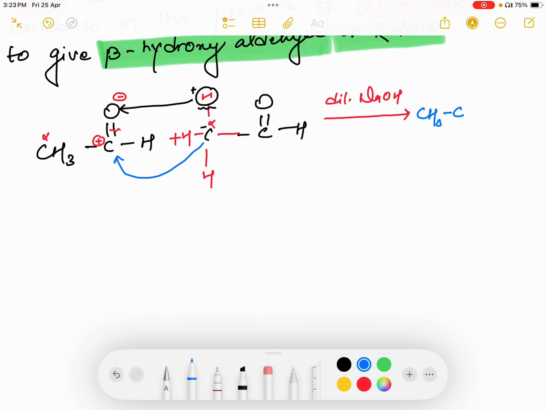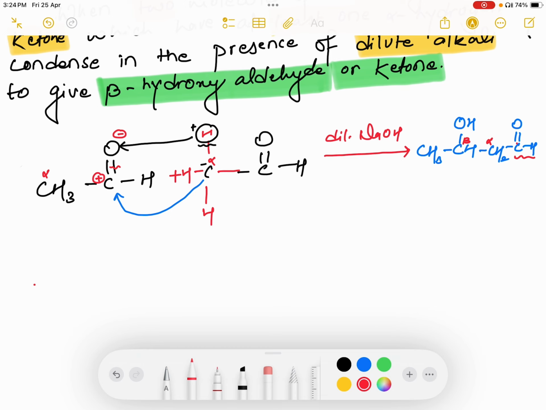CH3, CH, here it will be OH, and in this there is an attachment of CH2, further we have C double bond O, H group. So this is what we have, beta hydroxy aldehyde. So this is the alpha position. In the alpha position, there is a normal carbon. And in the beta carbon, you can see alcohol. So this is what we call beta hydroxy aldehyde or beta hydroxy ketone.